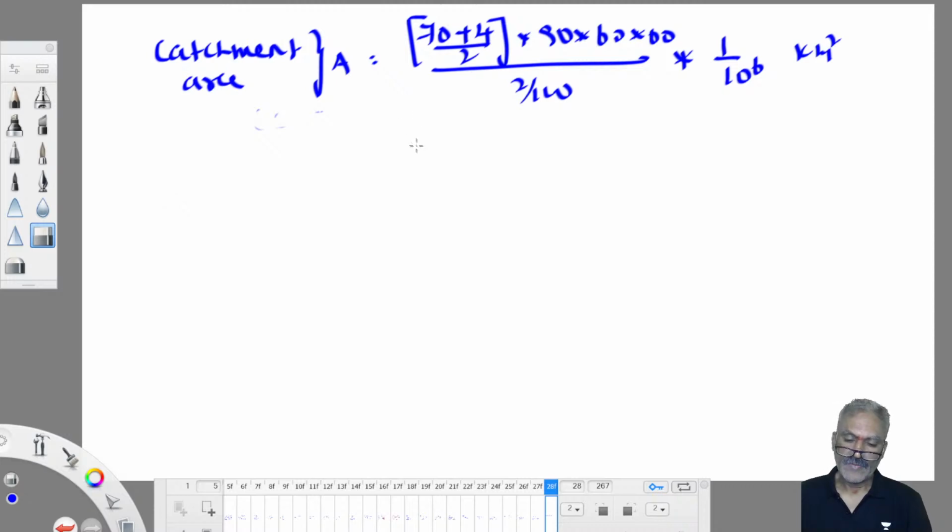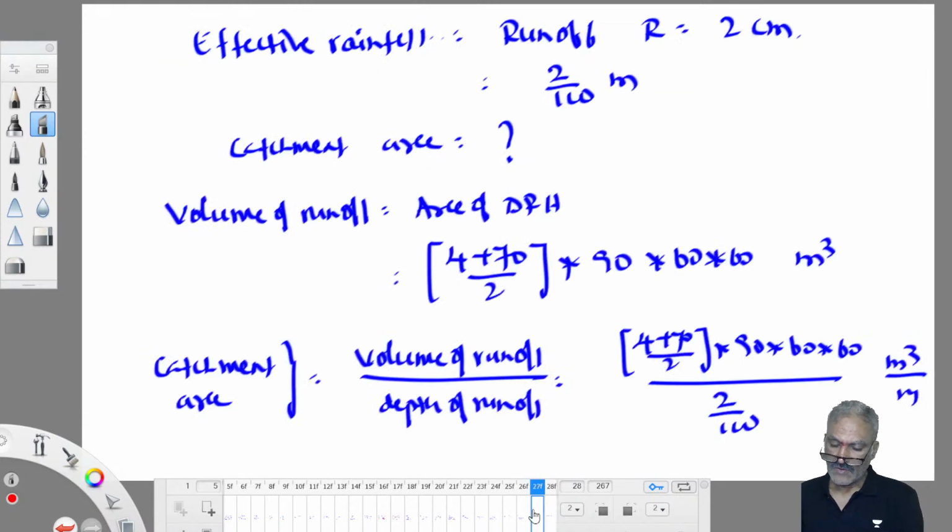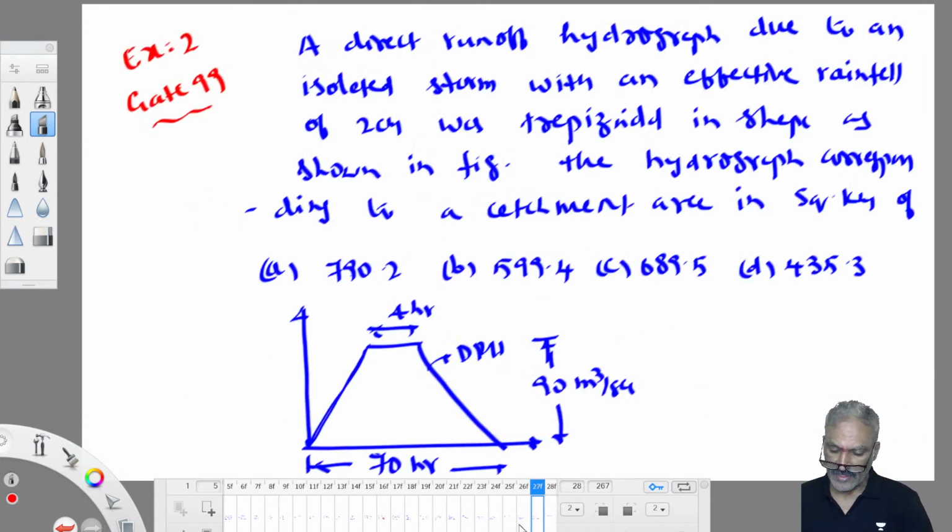So 599.4. I got exactly 599.4 kilometers square. That was the answer for this question. So this is how we work out numericals related to this. Is 599.4 there in the given options? Yes, B is the correct option.